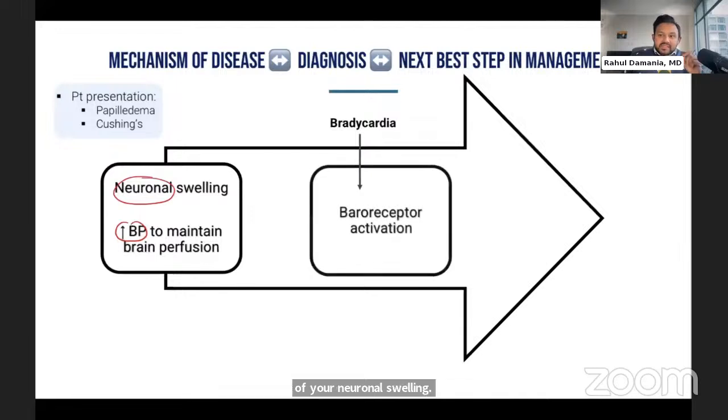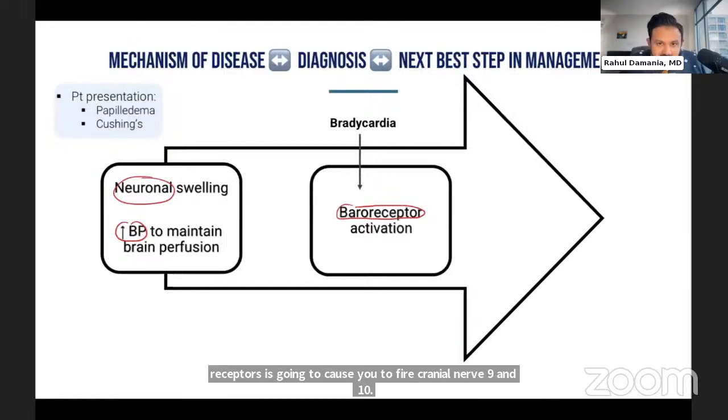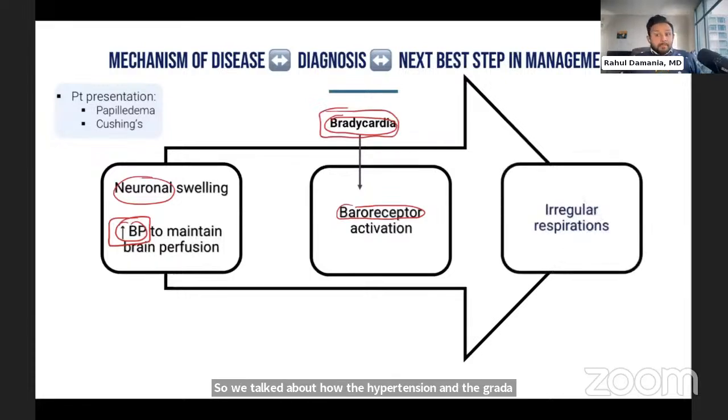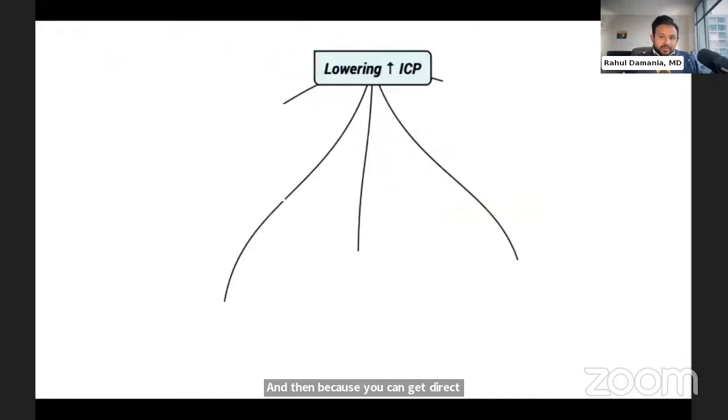That increased vasoconstriction at the carotid baroreceptors is going to cause you, via cranial nerve 9 and 10, to give an afferent signal to the brainstem to then give you an efferent signal of more parasympathetic at the SA node. And that's why you get bradycardia. So we talked about how the hypertension and the bradycardia relates to the baroreceptor reflex. And then because you can get direct compression of the brainstem, you have irregular respirations.